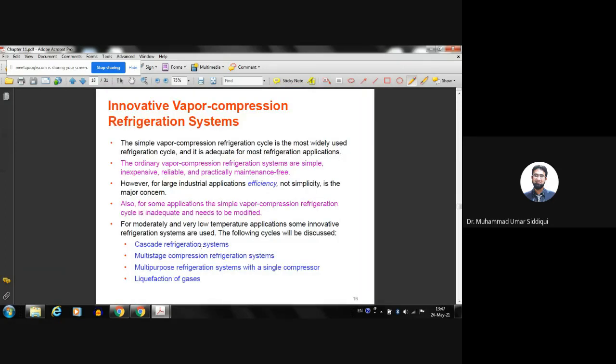After that, we have some innovative vapor compression refrigeration systems that involve cascade refrigeration and multi-stage compression refrigeration. But anyways, these two different systems are something we are going to discuss in our last lecture, inshallah, next week. So at this point, I would say that our lecture is finished.